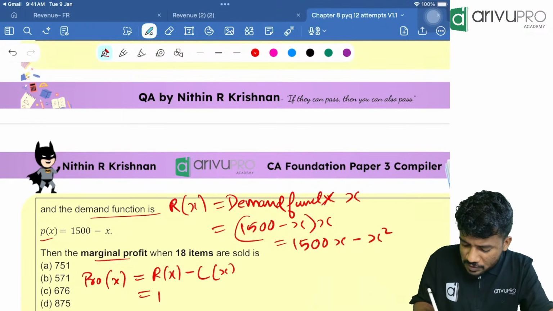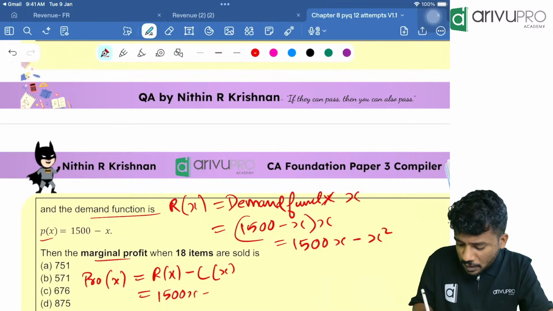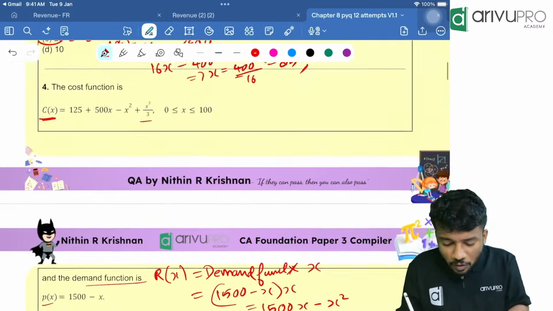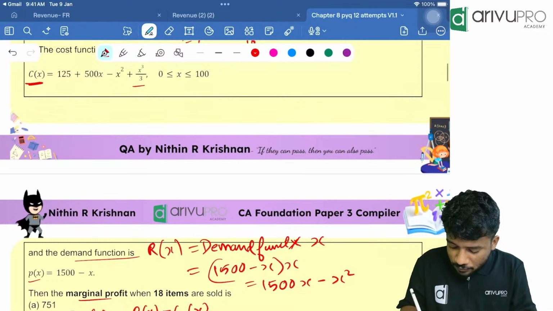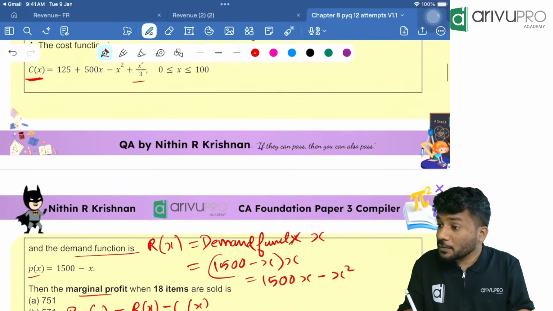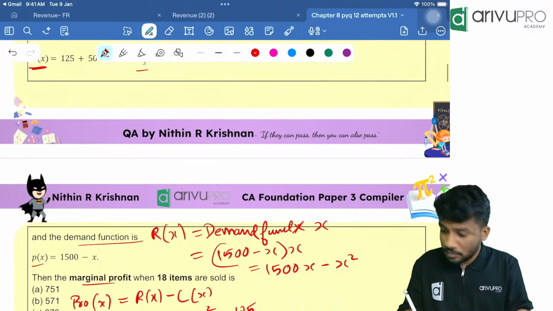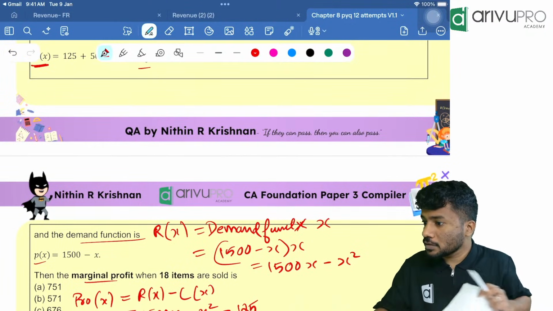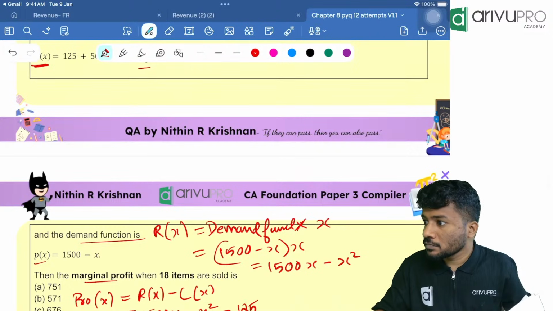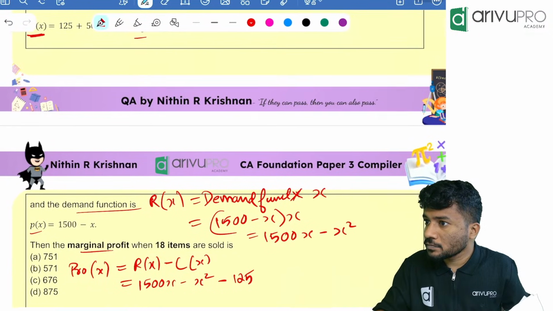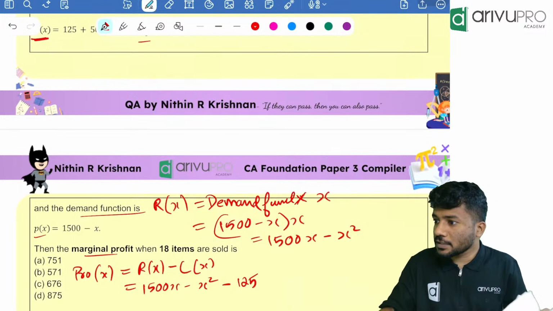Now revenue function is how much? 1500x minus x square, minus the cost function. I'll open the bracket and write 125. It's not visible, huh? Now it's fine, right? Yes.